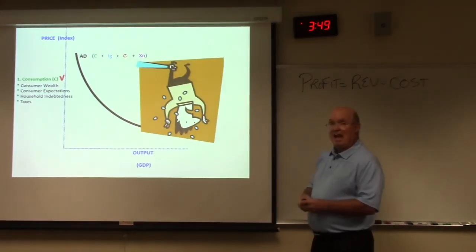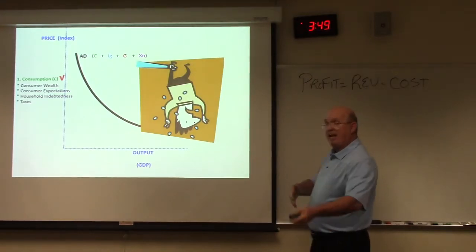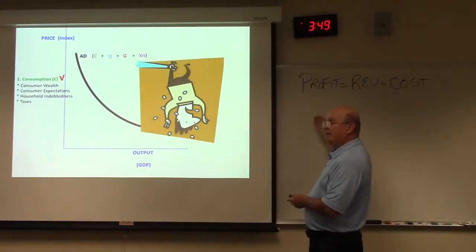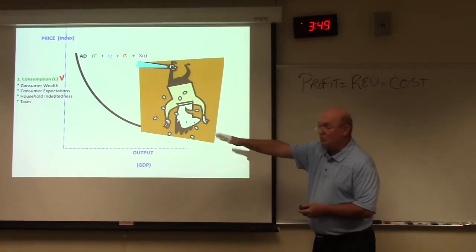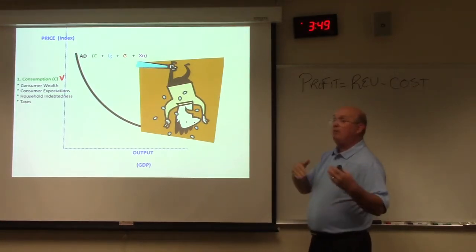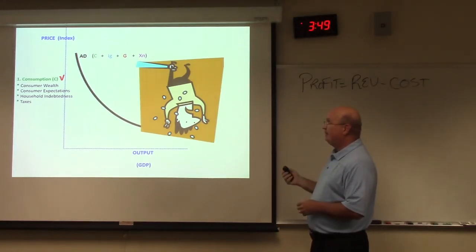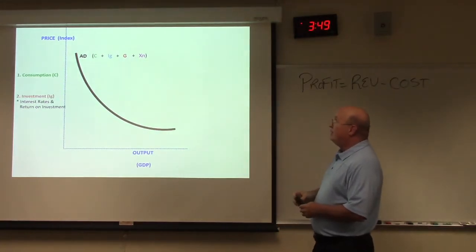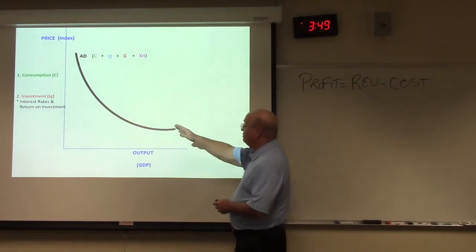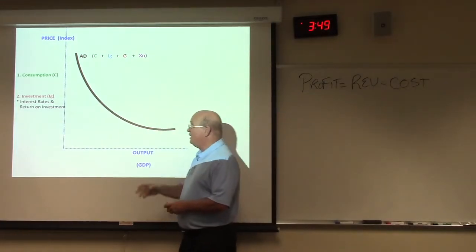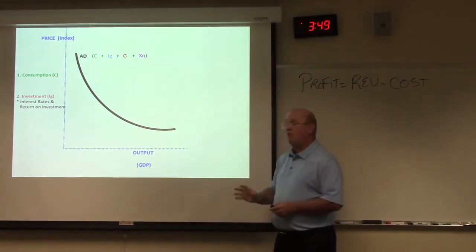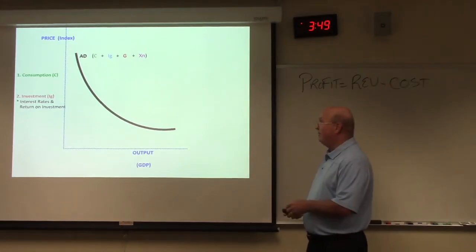And then of course there's taxes. The more taxes that are taken away from us, we're going to shift to the left because we're not going to spend as much. But the more money we keep in our pockets, in other words less taxes, we shift the other direction. Now, businesses, now here we are in gross investment, they take a look and they work on the concepts of interest rate and return on investment.